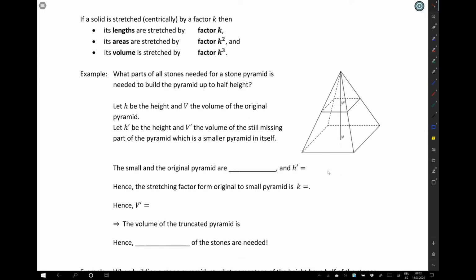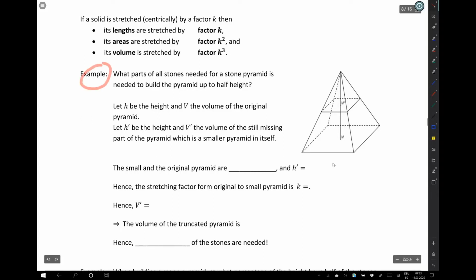which simply says that if a solid is stretched by a factor k, this means that all the lengths are stretched by factor k, the areas are stretched by factor k squared, and the volume is stretched by factor k to the power of 3. So let's look at some examples to understand how this functions.